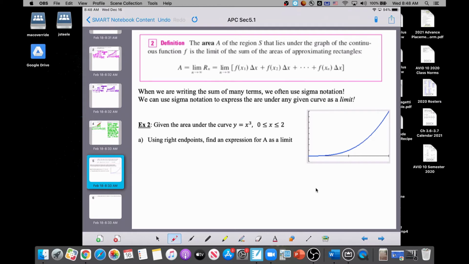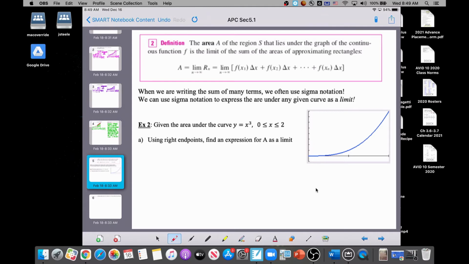The idea here is if we could take as many rectangles as possible and smush them together under that curve, then the area would be the limiting sum of the areas of all of those rectangles. If we could take the number of rectangles to infinity, basically we'd be able to pinpoint the exact area under the curve.